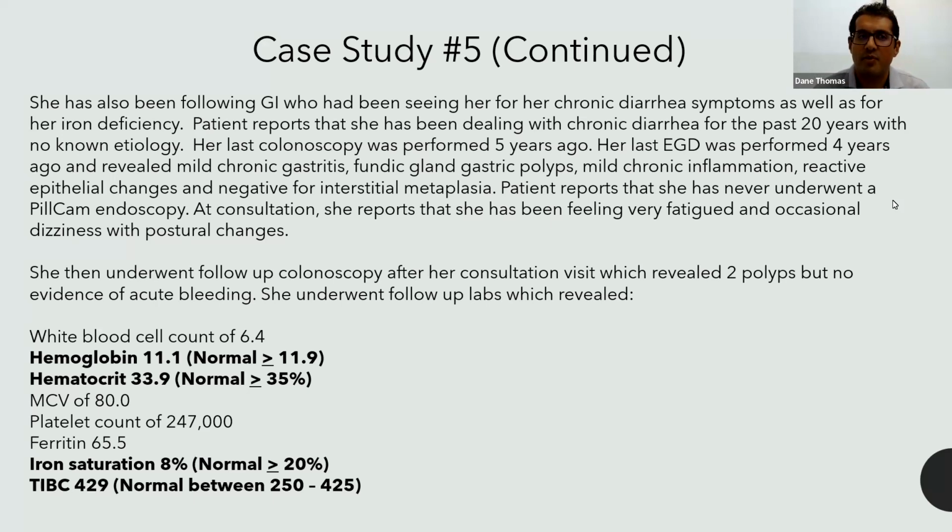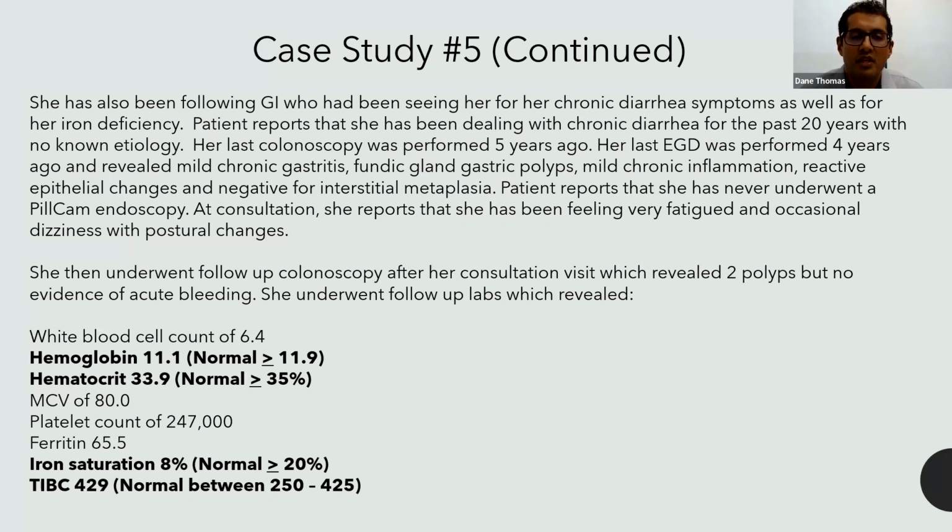Her last EGD was performed 4 years ago and revealed mild chronic gastritis, fundic gland gastric polyps, mild chronic inflammation, reactive epithelial changes, and negative for intestinal metaplasia. Patient reports that she has never undergone a pill endoscopy in the past. At consultation, she reports that she has been feeling very fatigued with occasional dizziness with postural changes. She then underwent a follow-up colonoscopy after her consultation visit with us, which revealed 2 polyps, but no evidence of acute bleeding.